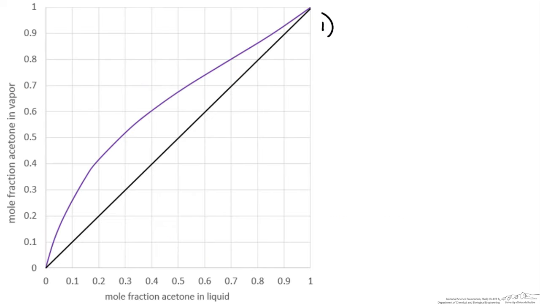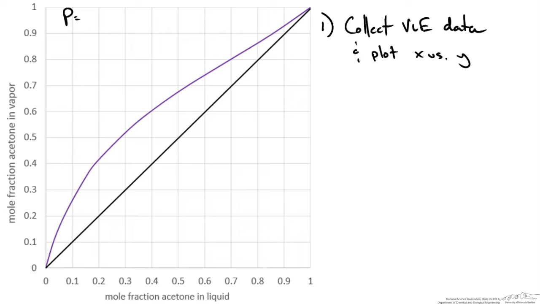Now the first thing you'd want to do is collect vapor-liquid equilibrium data and plot the X versus Y, or liquid versus vapor mole fractions of the more volatile species. So in this case, we have pressure at 101.3 kilopascals. We have our mole fraction of acetone in the liquid and the mole fraction of acetone in the vapor plotted on this XY diagram. I also have an x equals y line that I've thrown into the plot. This will help us as we go through the McCabe-Thiele method.